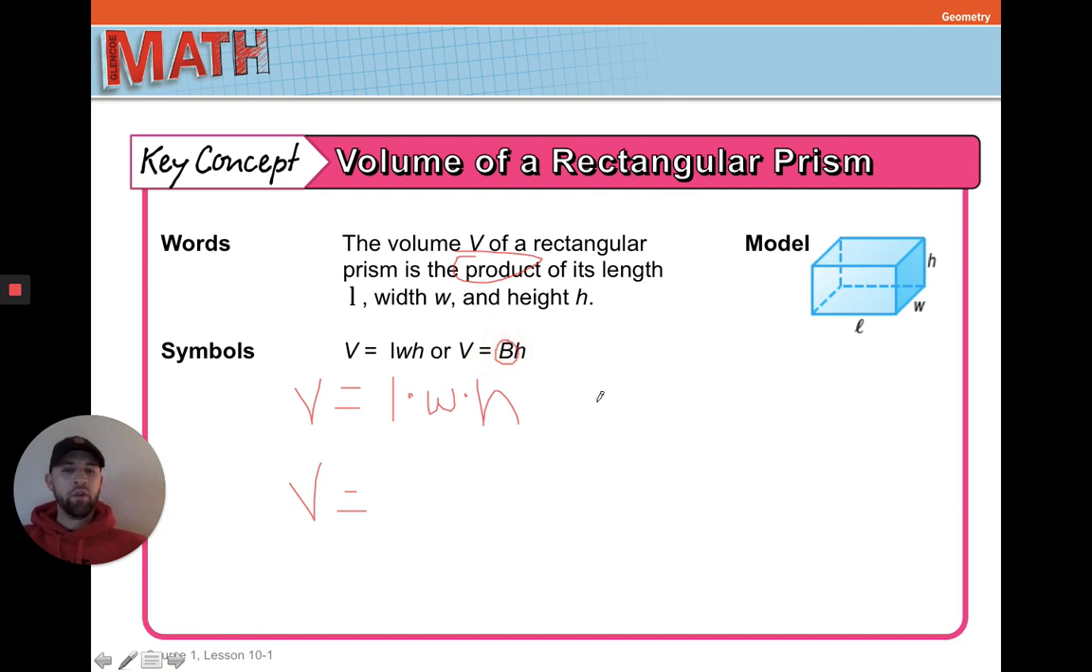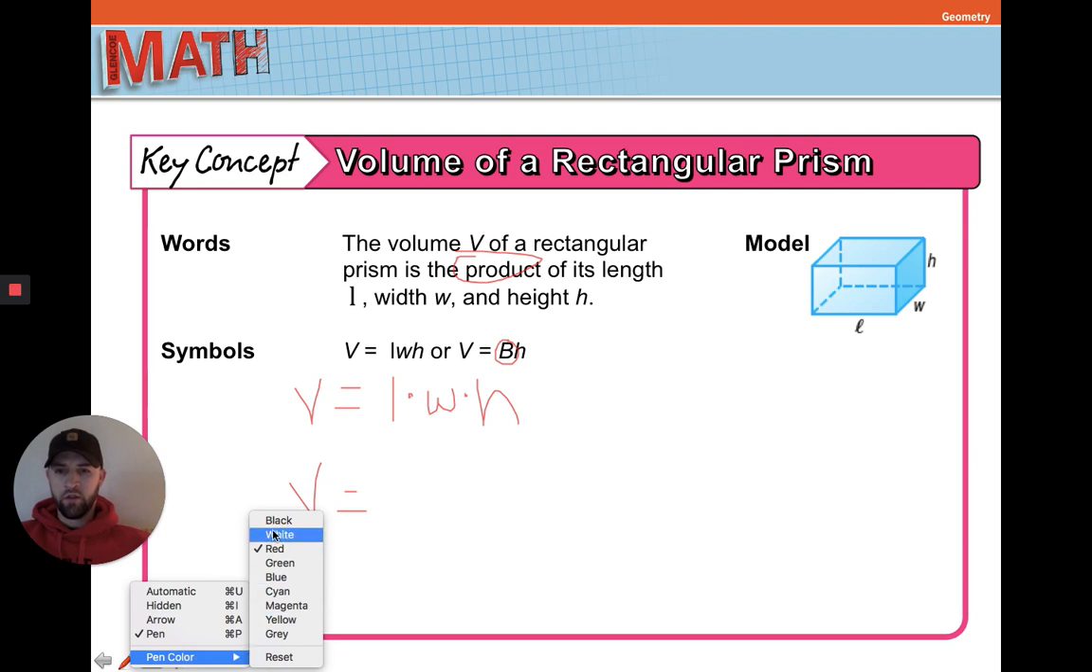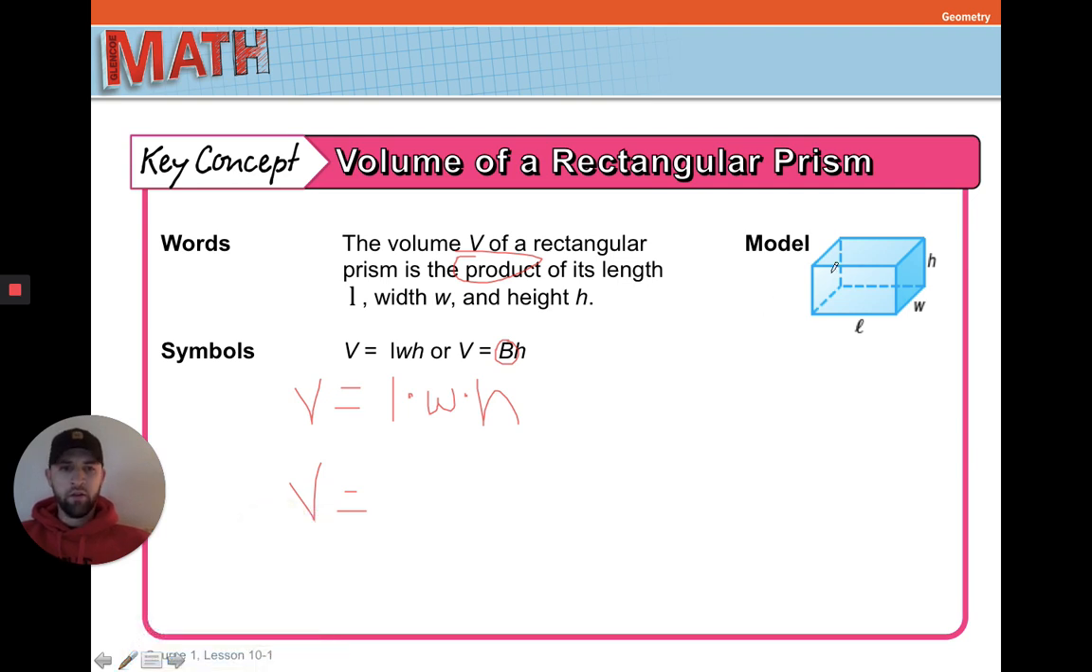Or we can use volume is equal to, you're going to notice this capital B here. Capital B means the area of the base. I'm going to go ahead and change pen color here so you can see what I'm talking about. The area of the base, so the area of the side that it is sitting on. Notice that it's a rectangle.